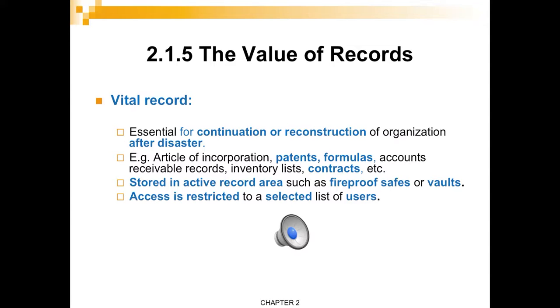Vital records are considered essential for continuation or reconstruction of the organization after a disaster. For example, patents, formulas or contracts. These records are usually stored in inactive record areas such as fireproof safes or vaults, and access is restricted to a selected list of users only. These records are vital to the organization's performance and long-term business operation.